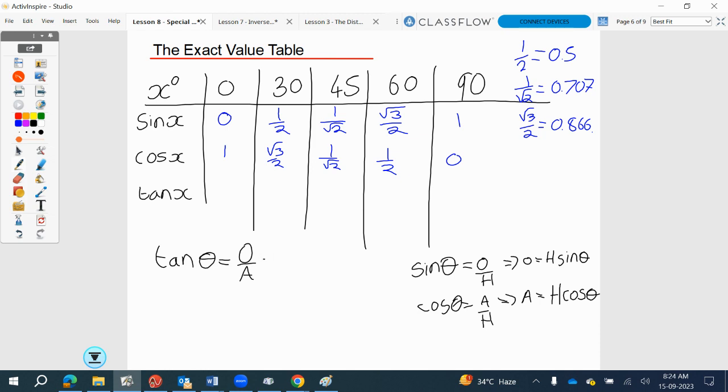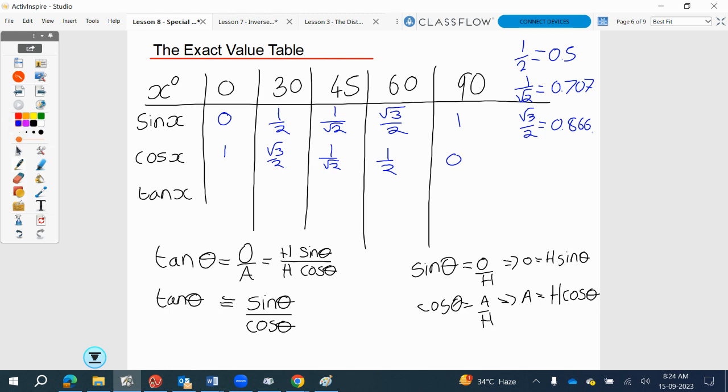So let's stick them into this formula. We get h sine theta over h cos theta. How does that simplify? Sine over cos. So this is the definition of how we can define tan. It's a trigonometric identity. Tan theta is sine over cos. So what we have to do is we divide that number by this one.